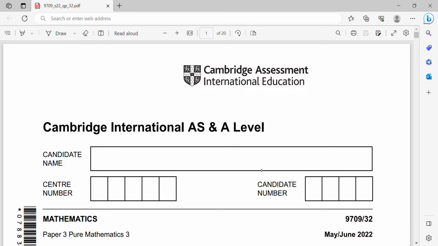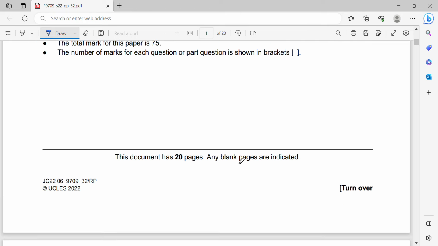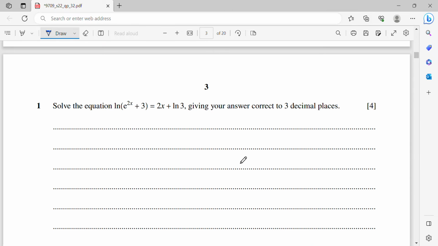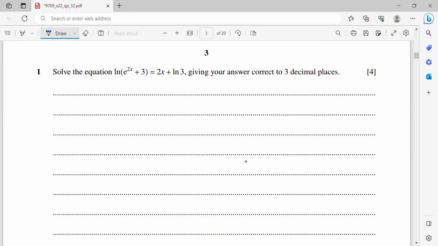This video is to discuss Cambridge International AS and A-Level Mathematics Paper 3 for May-June 2022, and the code is 9709/32. Let's move on to question 1. Solve the equation ln of (e^2x + 3) equals 2x plus ln 3, giving your answer correct to 3 decimal places.